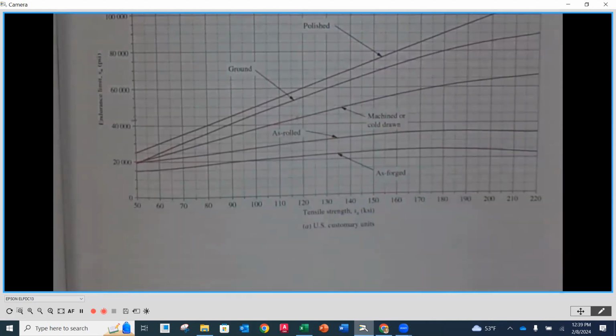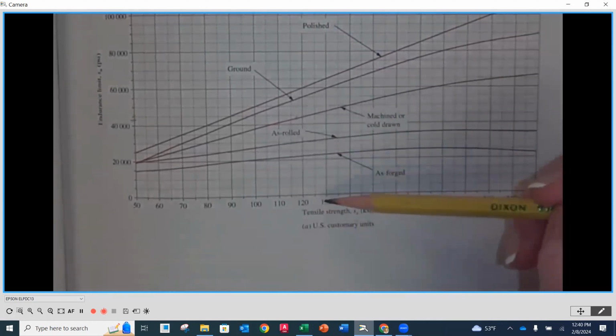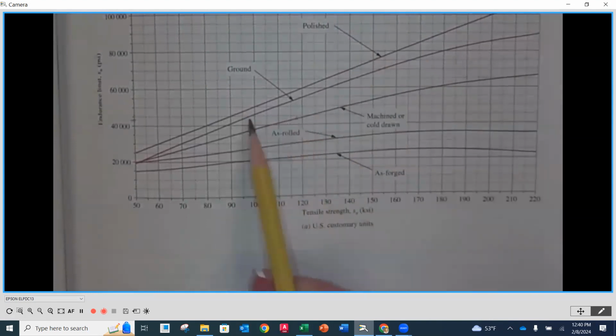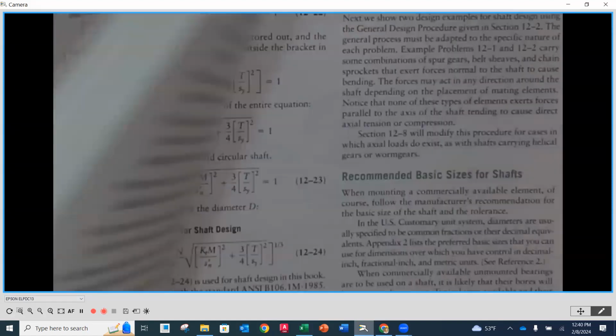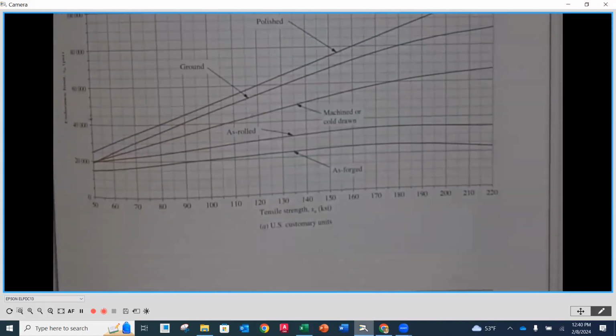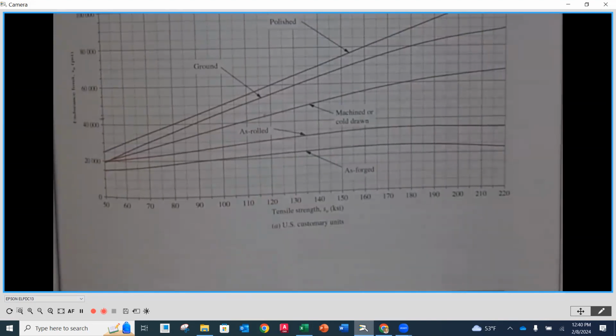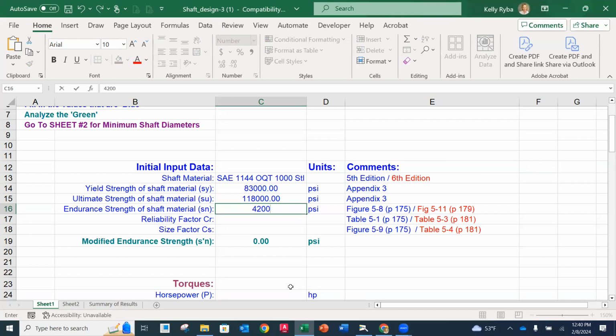Now, you have to know the type of process that you're anticipating using to make this shaft. Most likely, it's going to have to be machined, right? So we're going to go up to the machined line, and we're going to go over and read our value, okay? Now, the book got, for endurance strength, 42,000, okay? So see, as you look at that, if that seems to make some sense. And it does. I think 42,000 seems reasonable. So we'll go to our spreadsheet, 42,000 PSI. Work for any material. Yeah, that's going to be steel.